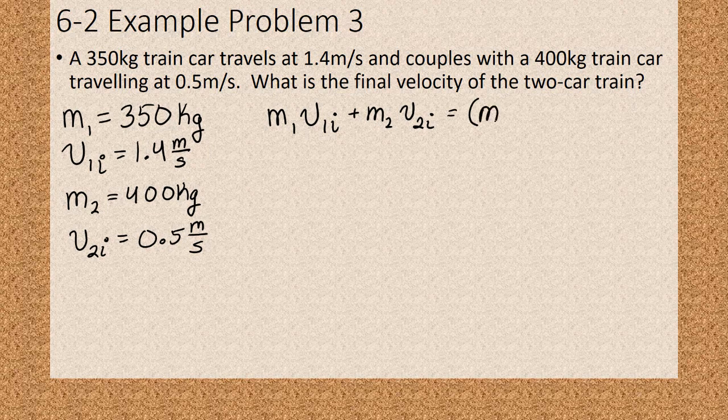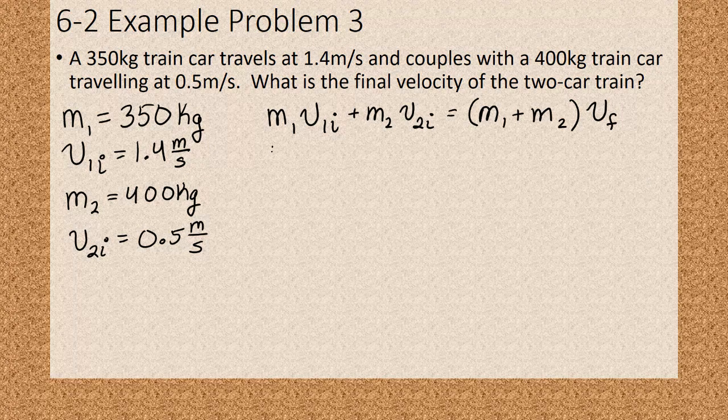Now, because the two train cars couple together, they combine as a singular mass. And so we're looking for that singular final velocity. So let's plug in what we know. 350 times 1.4 meters per second will give us 490 kilogram meters per second for the first momentum. Our second momentum, 400 times 0.5, is 200 kilogram meters per second.